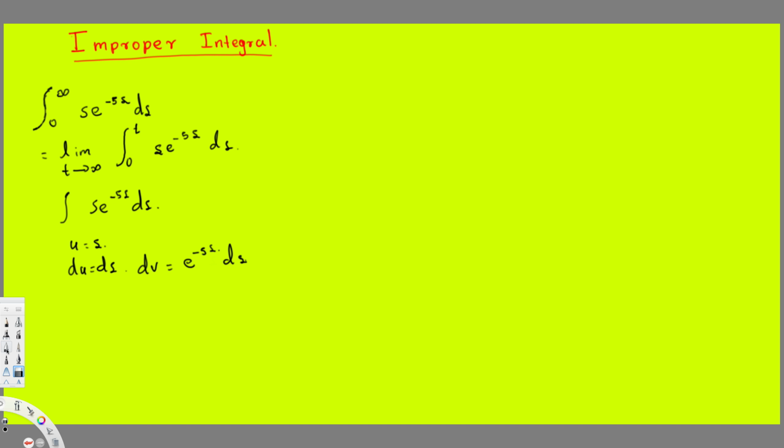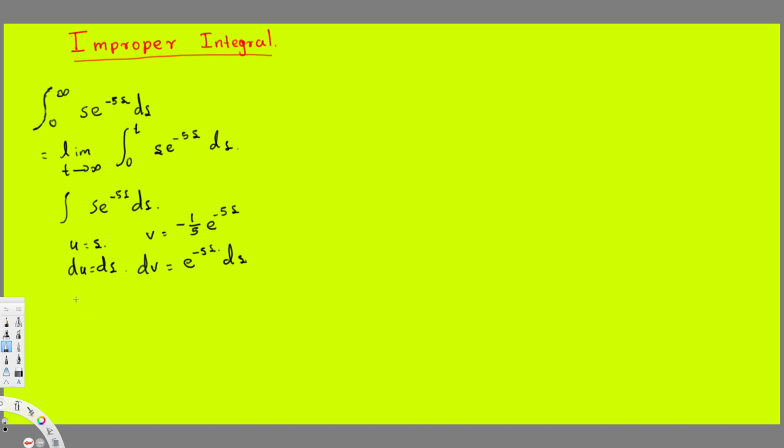And if I find the antiderivative of this one, if I integrate this one, let's see what we get. So v is going to be equal to this: negative 5 comes to the bottom, and this is going to remain the same on top. So that's going to be minus 1 over 5 e power minus 5 s.